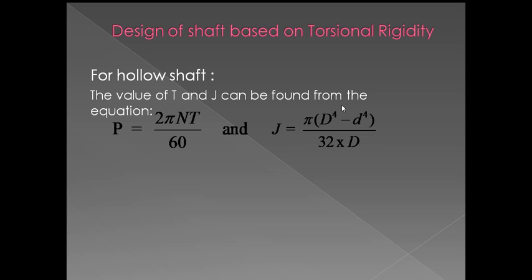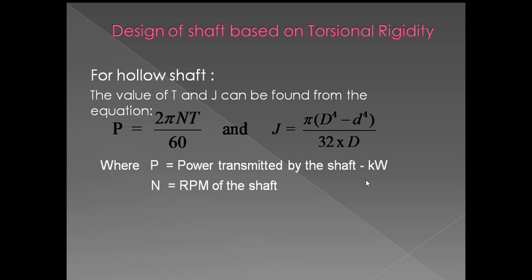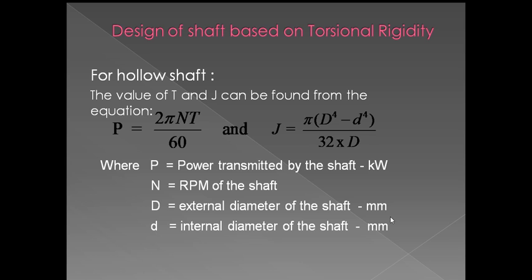In the hollow shaft, we have inner diameter and outer diameter. So the J value is pi by 32 into capital D power 4 minus small d power 4, by capital D. Capital D is the outer diameter, small d is the inner diameter. Here P is power in kilowatts, N is RPM, D is the external diameter of the shaft in mm, small d is the internal diameter of the shaft in mm, and T is torque in kilonewton meter.